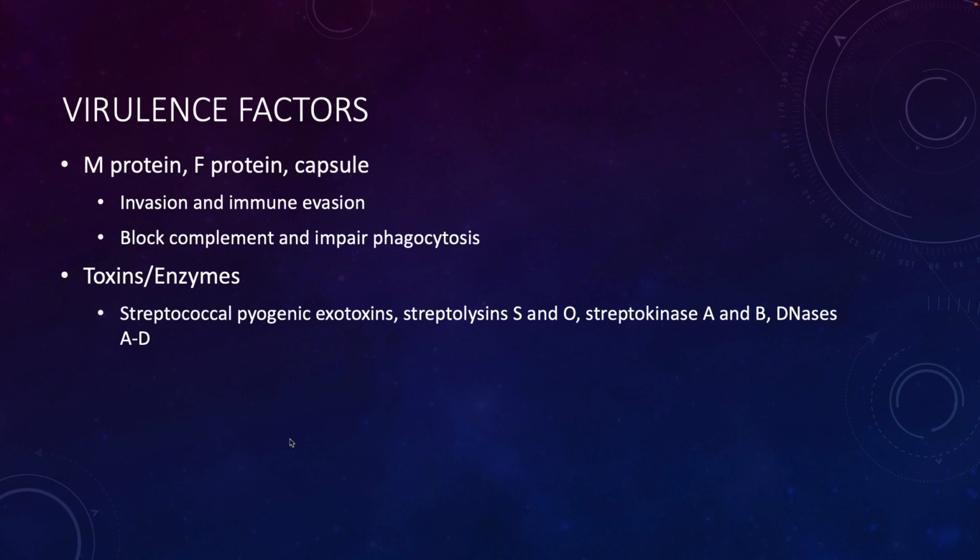Group A strep also produces a number of toxins and enzymes. It produces pyogenic exotoxins, so secreted toxins that cause fever, streptolysins S and O, and streptokinase A and B that lyse cells, and then DNases that help degrade DNA.